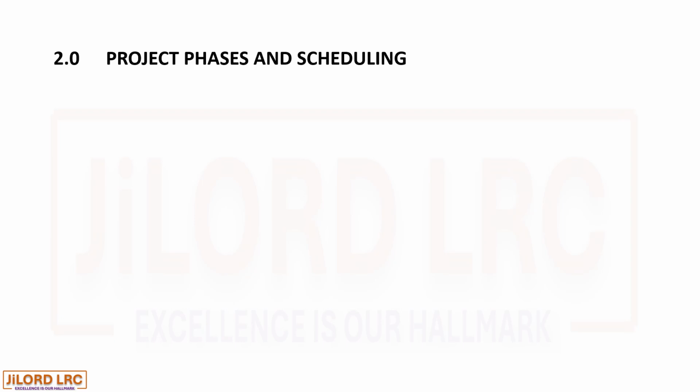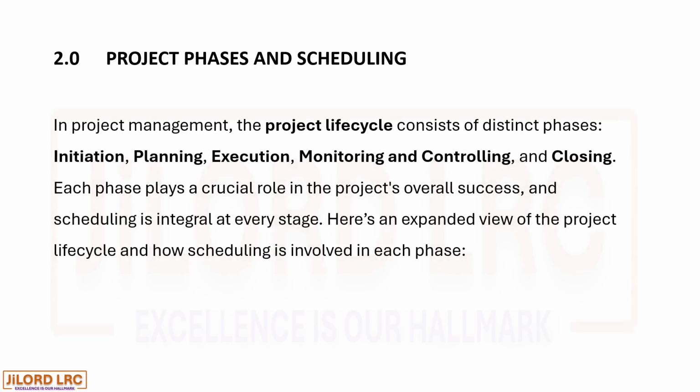Project Phases and Scheduling. In project management, the project lifecycle consists of distinct phases: initiation, planning, execution, monitoring and controlling, and closing. Each phase plays a crucial role in the project's overall success, and scheduling is integral at every stage. Here is an expanded view of the project lifecycle and how scheduling is involved in each phase.